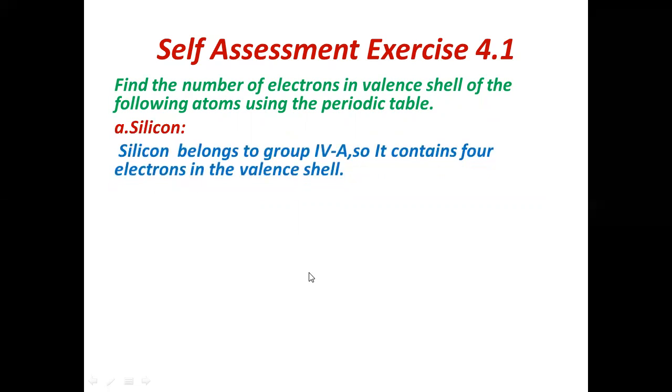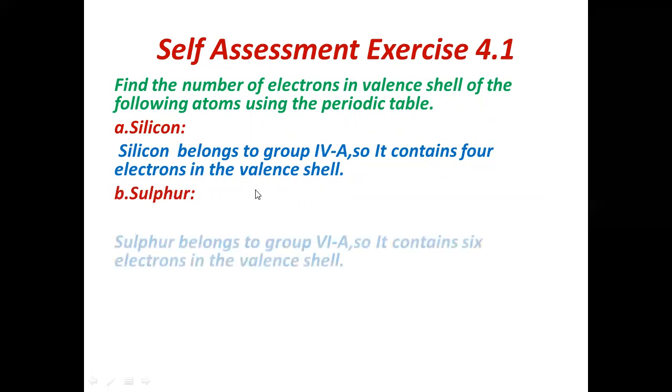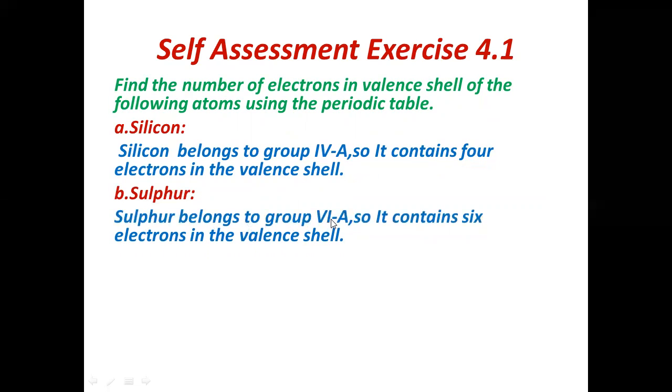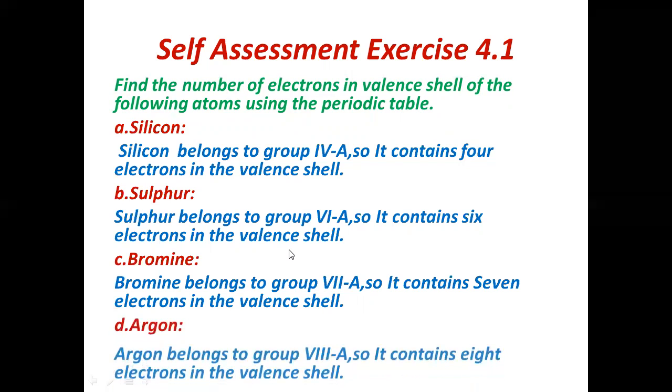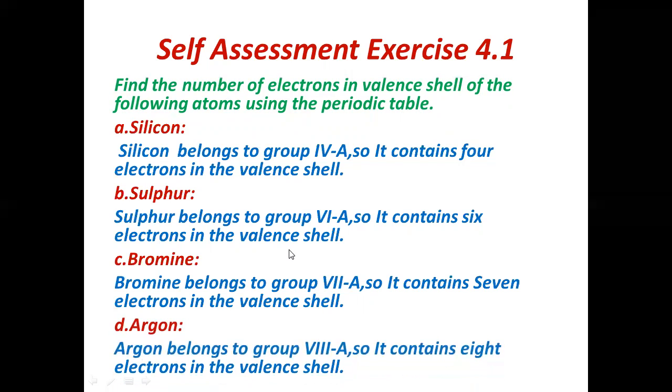Silicon is present in group 4A of the periodic table, so it contains 4 electrons in the valence shell. Sulfur belongs to group 6A, so it contains 6 electrons in the valence shell. Bromine belongs to group 7A, so it contains 7 electrons in the valence shell. Argon belongs to group 8A of the periodic table, so it contains 8 electrons in the valence shell.